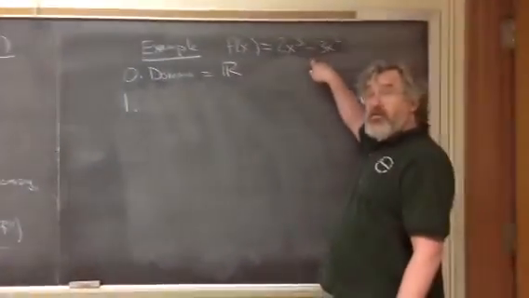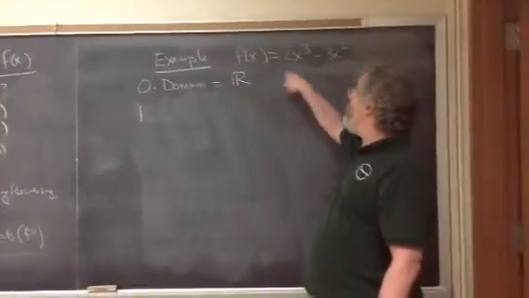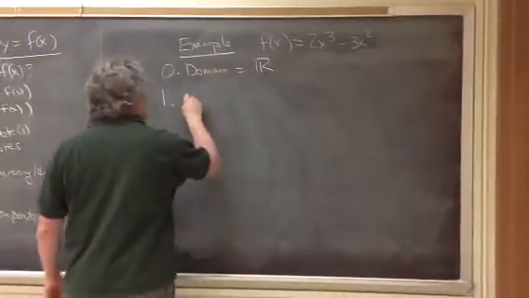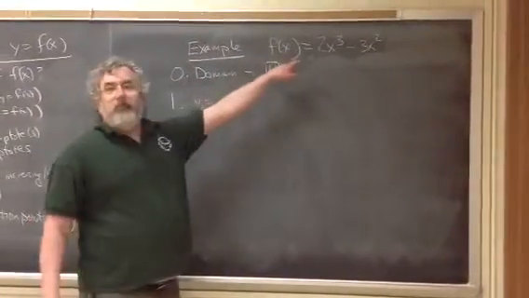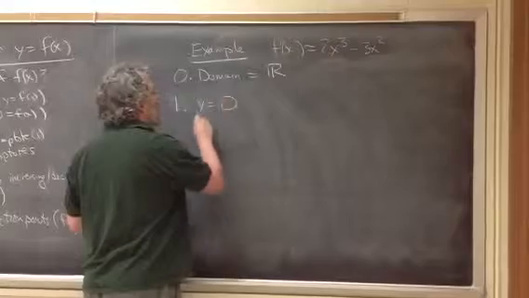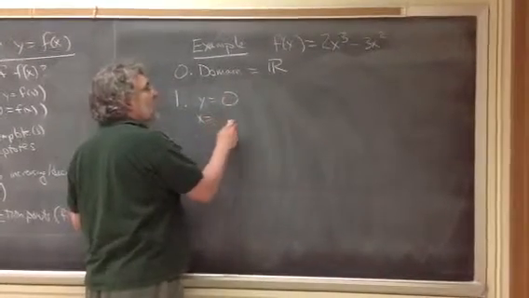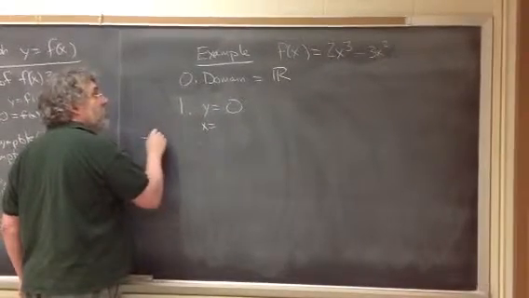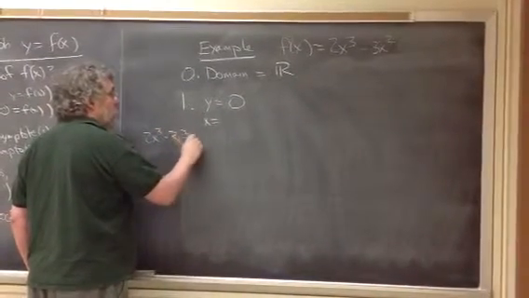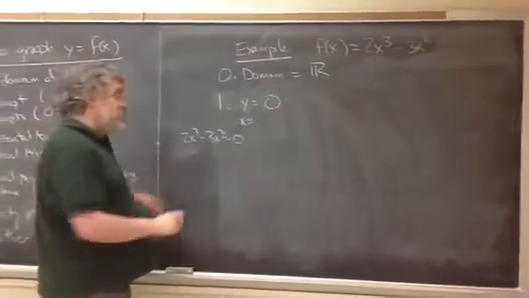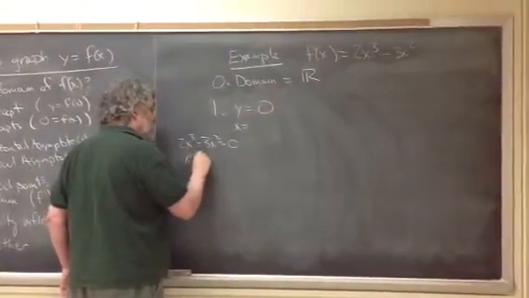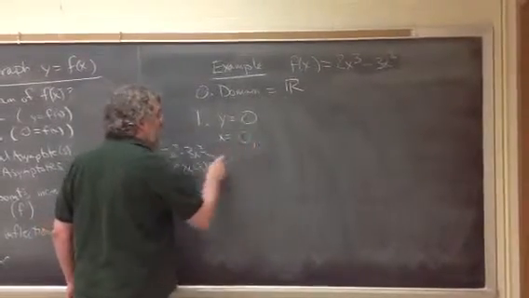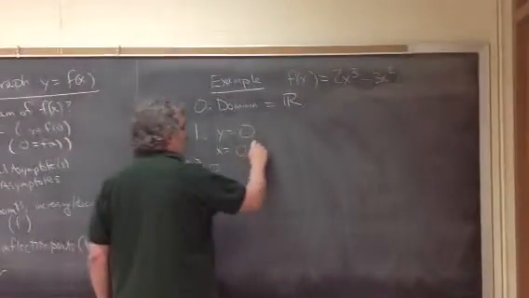Polynomials are actually fairly straightforward. Notice the domain is everything. There's no problems anywhere. The y-intercept, plug 0 in. You get 0. X-intercepts, we solve where this is 0. You can factor an x squared out of this. And you get that x could be 0, or x could be 3/2.